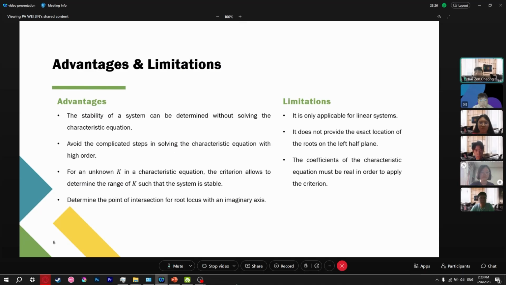However, there are some limitations. One of the limitations is that it is only applicable to linear systems, and it also does not provide the exact location of the roots on the left-hand side of the plane. Also, the coefficients of the characteristic equation must be real in order to apply this criterion.